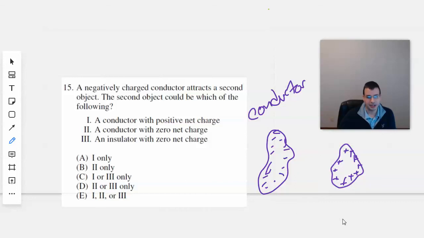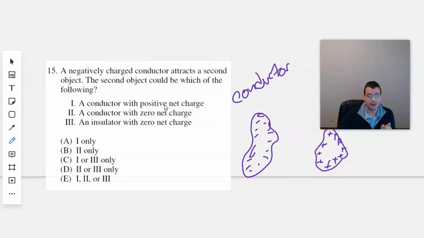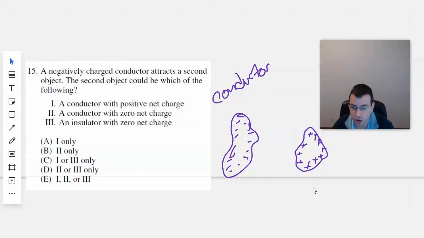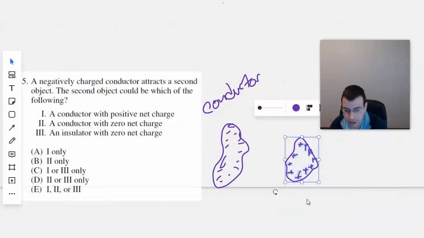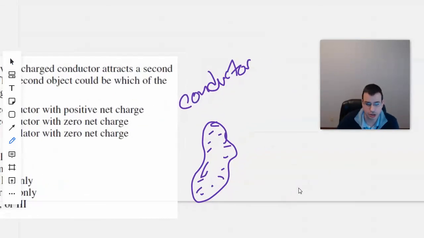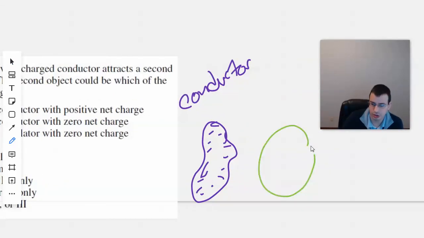A conductor with positive net charge, a conductor with 0 net charge. Yes, that one would also be attracted because you would have an induced charge. So, in case you don't see where this one's going, negative, you have net charge of 0. And so when you add them all up, you get 0.